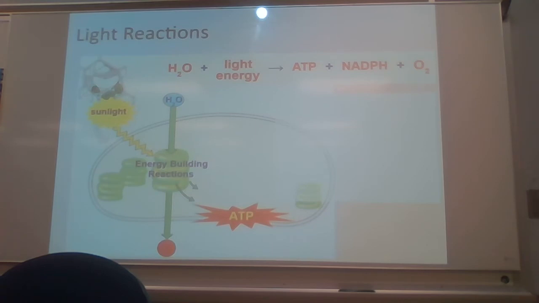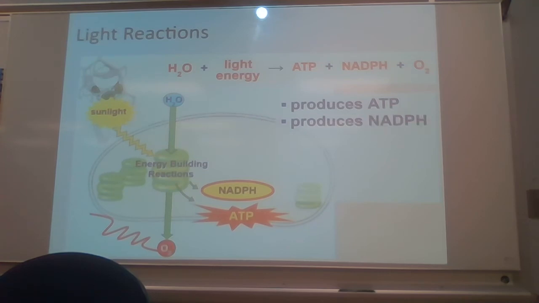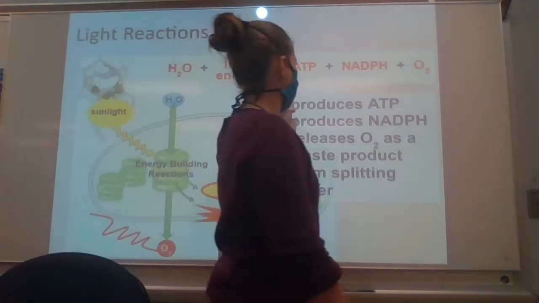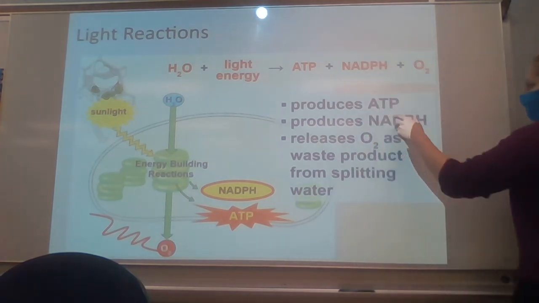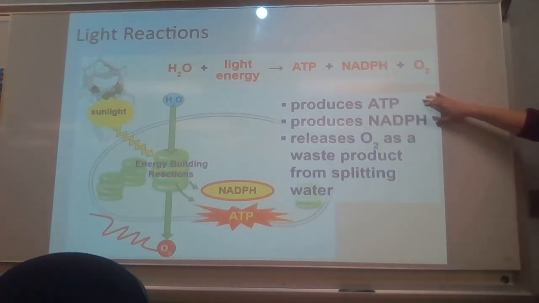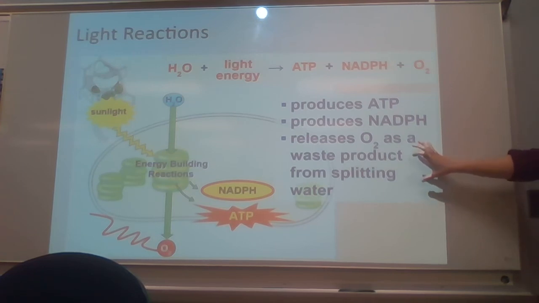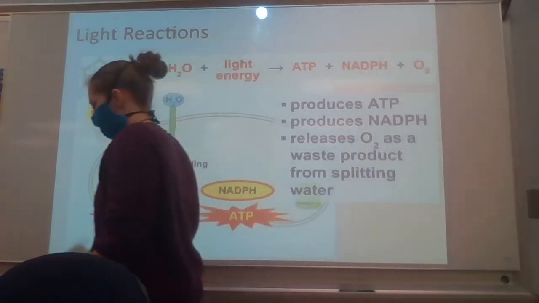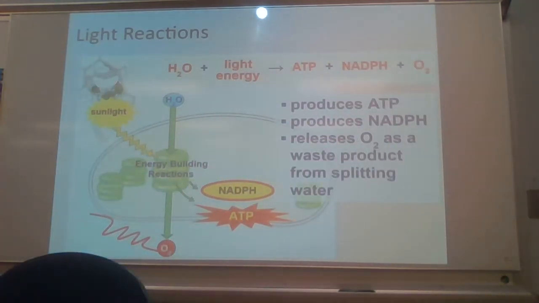There's the water, there's the ATP. So again, our products: we produce ATP, we produce NADPH. Those two are going to continue on to the Calvin cycle. We also release oxygen as a waste product from splitting the water, right? So that oxygen can leave and go out to the atmosphere. We don't use it any further in photosynthesis.